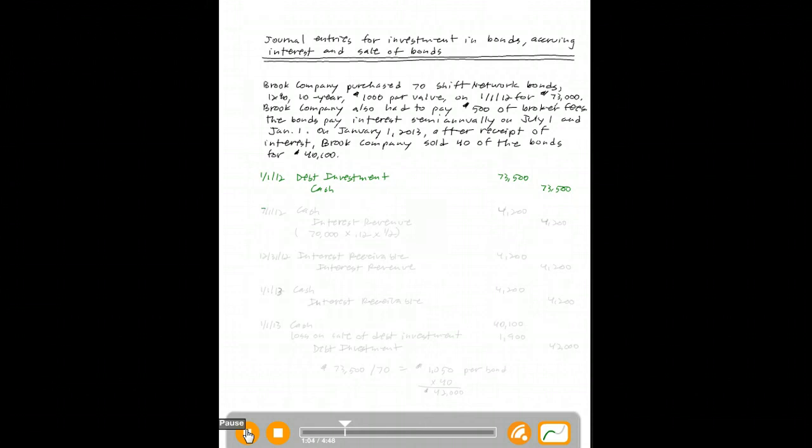On July 1st, we will receive our first interest payment. So we're going to be debiting cash and credit interest revenue. And the calculation is the par value, not what we paid, but the par value times 12% times 1/2 because it's semi-annual. And that is $4,200. That would be nice to have that coming in every 6 months.